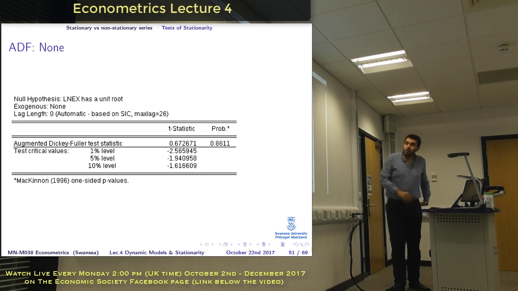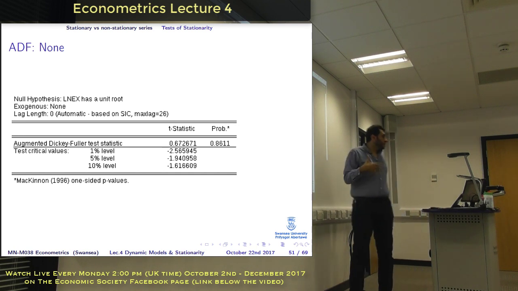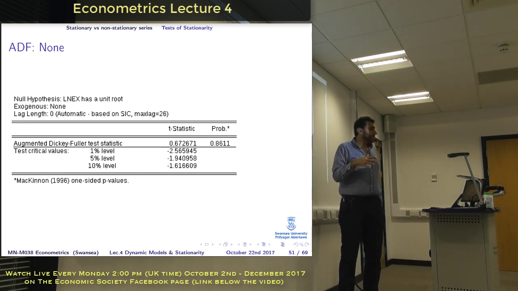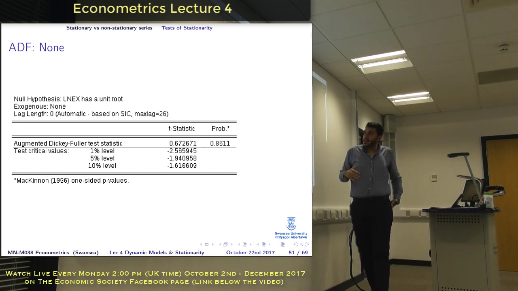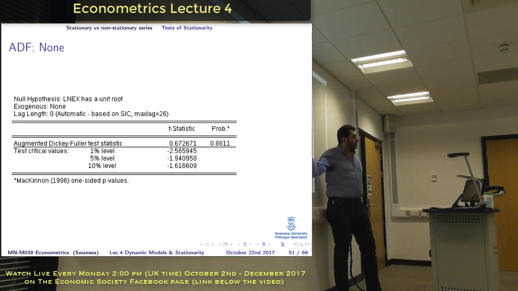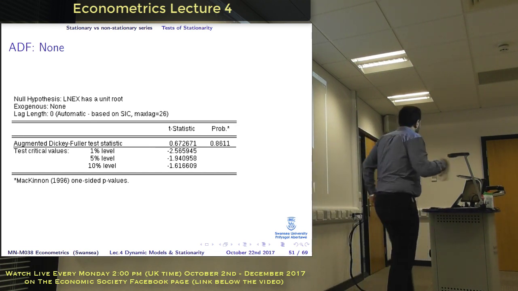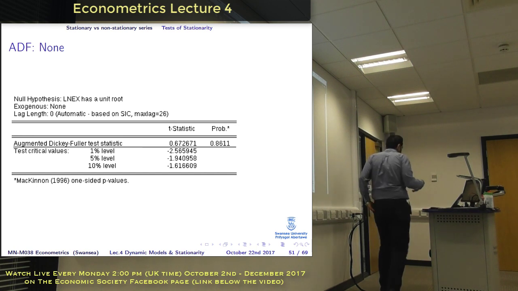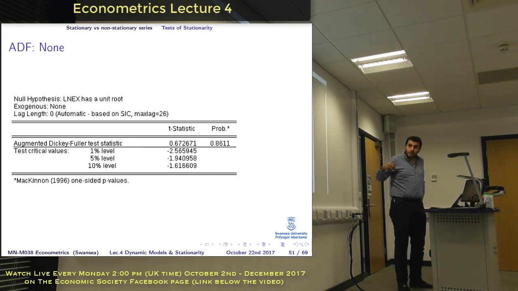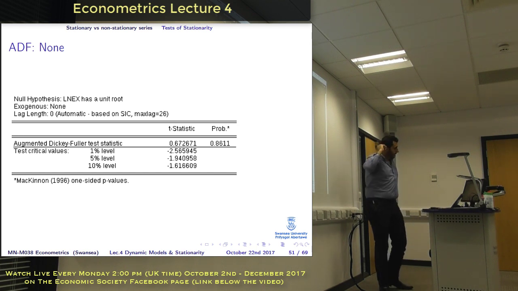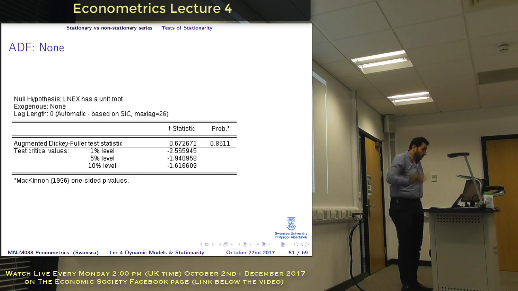So if we omit both, if we have just a random walk, so we don't have a constant or time trend, again it gives us the same conclusion. So this is not a stationary time series, and we need to understand that, because in some models that we covered, we can't really use non-stationary time series.